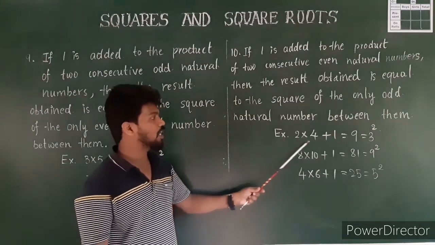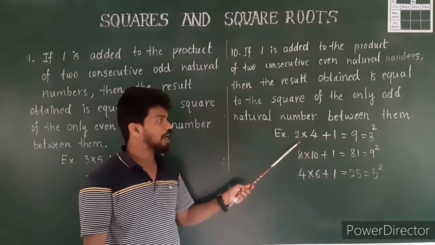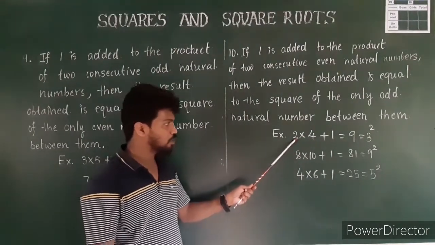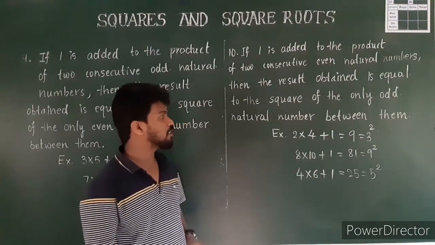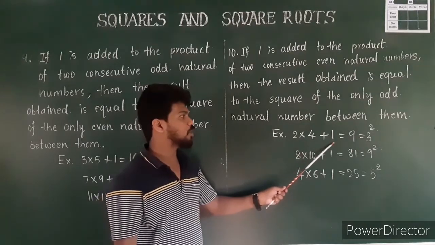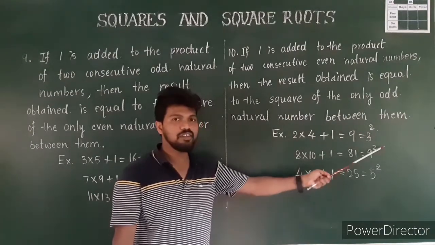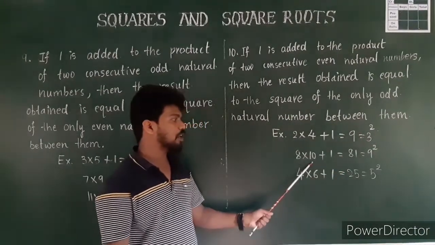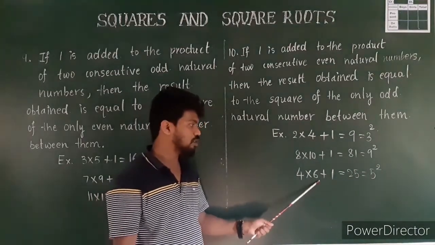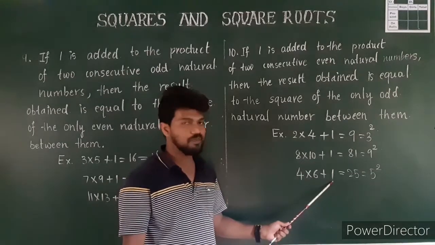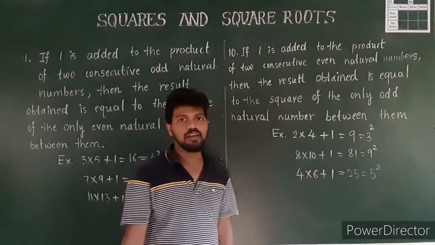You take two even natural numbers, that is 2 and 4, 4 and 6, or 8 and 10, like this. First I take 2 and 4. 1 is added to the product of the two even numbers, so you get 2 times 4 is 8, plus 1 is 9, which is 3 square. So 3 is in between 2 and 4. Next, 8 into 10, 80 plus 1 is 81, so 9 square. Similarly 4 into 6 is 24 plus 1, 25, so that is 5 square. So 5 exists in between 4 and 6.